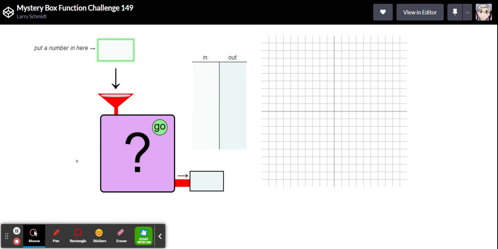In the purple mystery box there is some math and your challenge is to figure out what that is. You can try this out, go to the link in the description and put in as many numbers as you like. When you've got an idea, come on back and see if we get the same thing. Alright, let's begin.